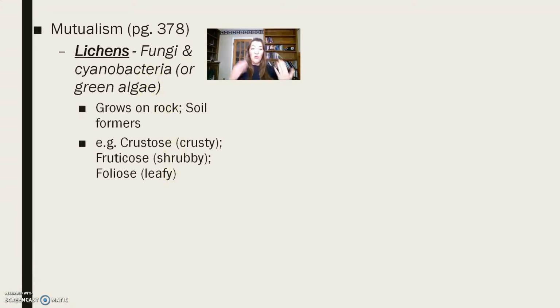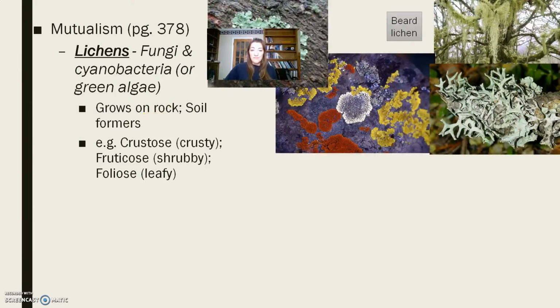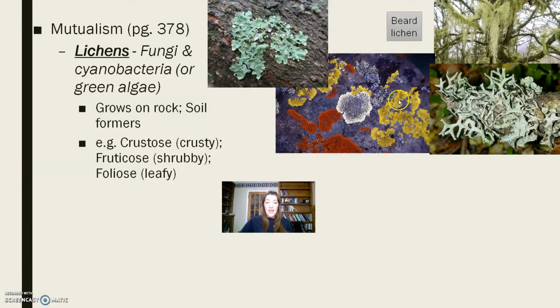Mutualisms. So this is when both parties benefit. This is really important, you guys need to know. Lichens are fungi plus a cyanobacteria or some kind of green algae. These guys grow on rocks or soil or on different trees, and they are the ones that produce soil for everything. There are different kinds. You have crustose, which are the crusty looking ones, the fruticose, which are shrubby, and you also have the foliose, which is leafy. This guy up here looks kind of like Spanish moss, but it's not. It's beard lichen. So they look very similar, but this is actually a specific type of fungi.